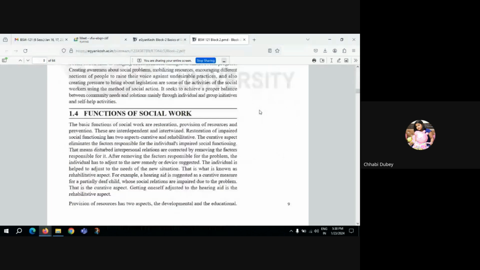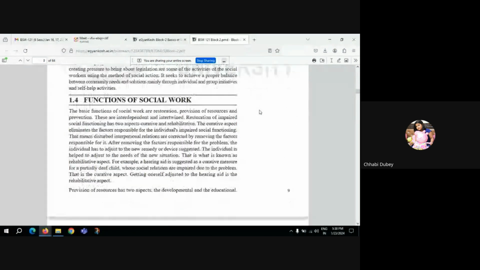After that comes the functions of social work. Now, the basic functions of social work include restoration, provision of resources, and prevention. Okay. Now, all these functions are interdependent and intertwined. The restoration of impaired social functioning has two aspects.